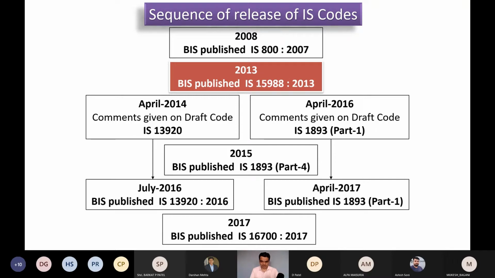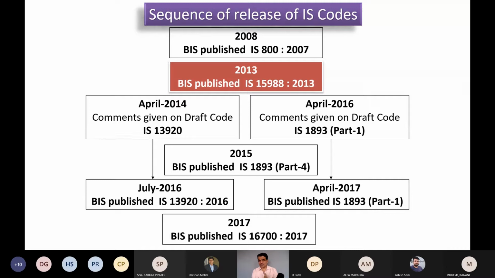So 2002 was a major revision, and thereafter in 2008 the steel structure code was published, and in that, Section 12 was introduced for the earthquake resistant design of these steel structures. Until today there are many practical problems in that Section 12. In 2013, BIS published IS 15988-2013. It is for the seismic evaluation of existing RCC structures.